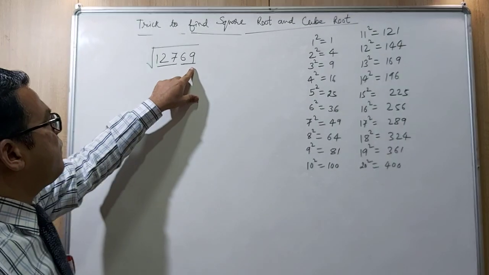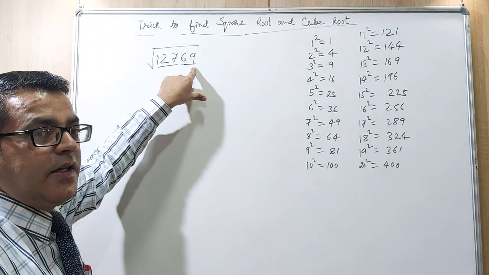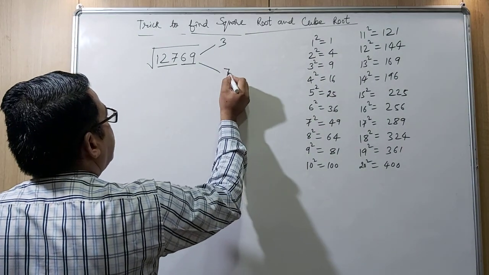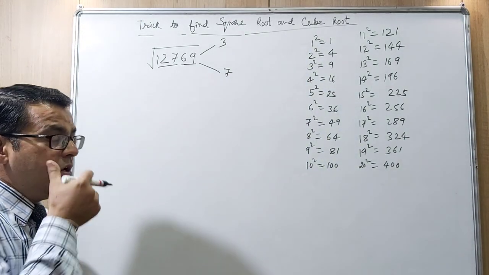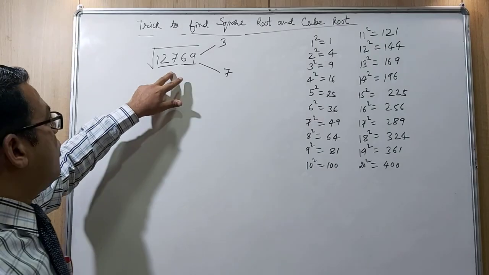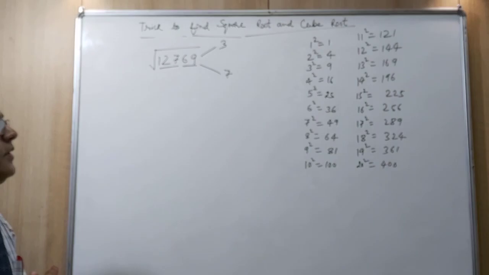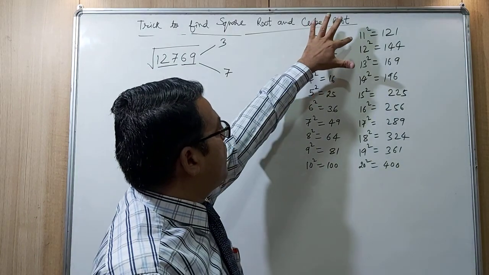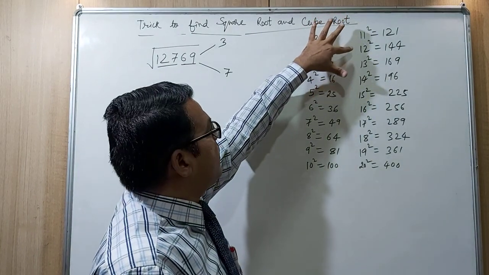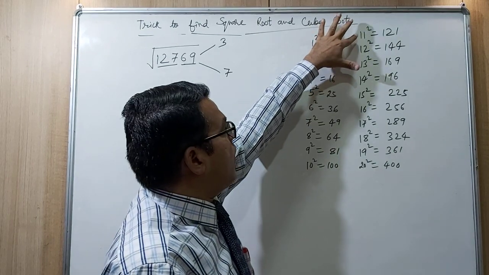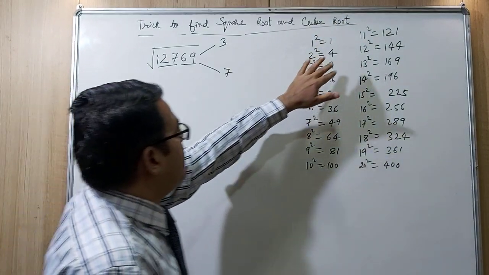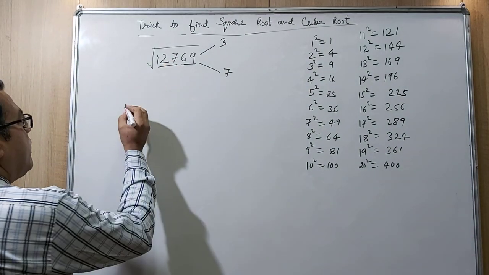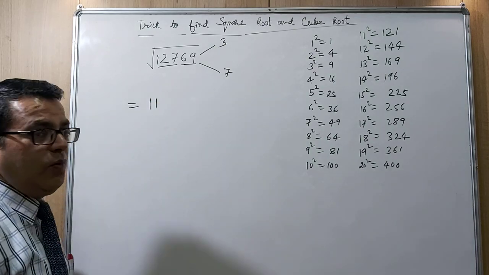Now see, the unit digit is 9, so we know that 9 comes in the square of 3 and in the square of 7, you can see here, right? Now the first group that we have is 127. So you can see here 127 will lie between the square of 11 and the square of 12. So square of 11 is 121, square of 12 is 144. 144 is bigger than 127, so we need to take the lesser value, that is 11 we can take here.